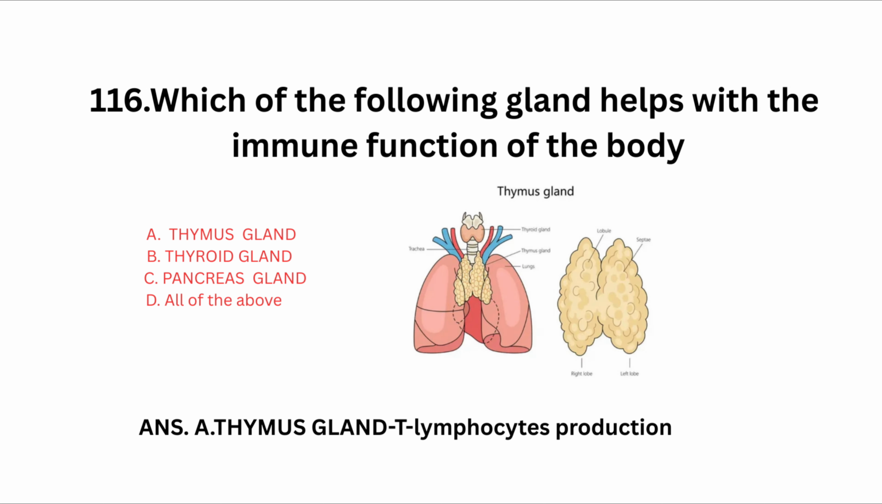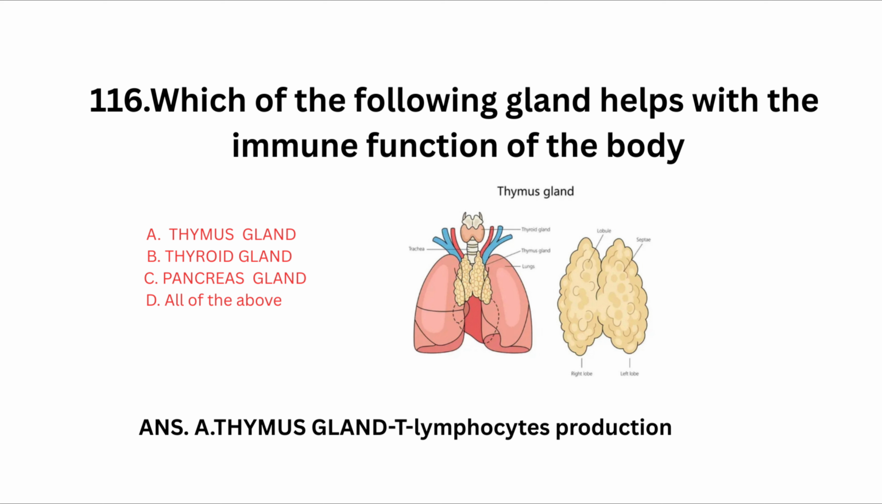Answer is A, balance and spatial orientation. 116, which of the following gland helps with immune function? A, thymus. B, thyroid. C, pancreas. And D, all of the above. Answer is A, thymus gland, which helps in immune regulation by producing the T lymphocytes.